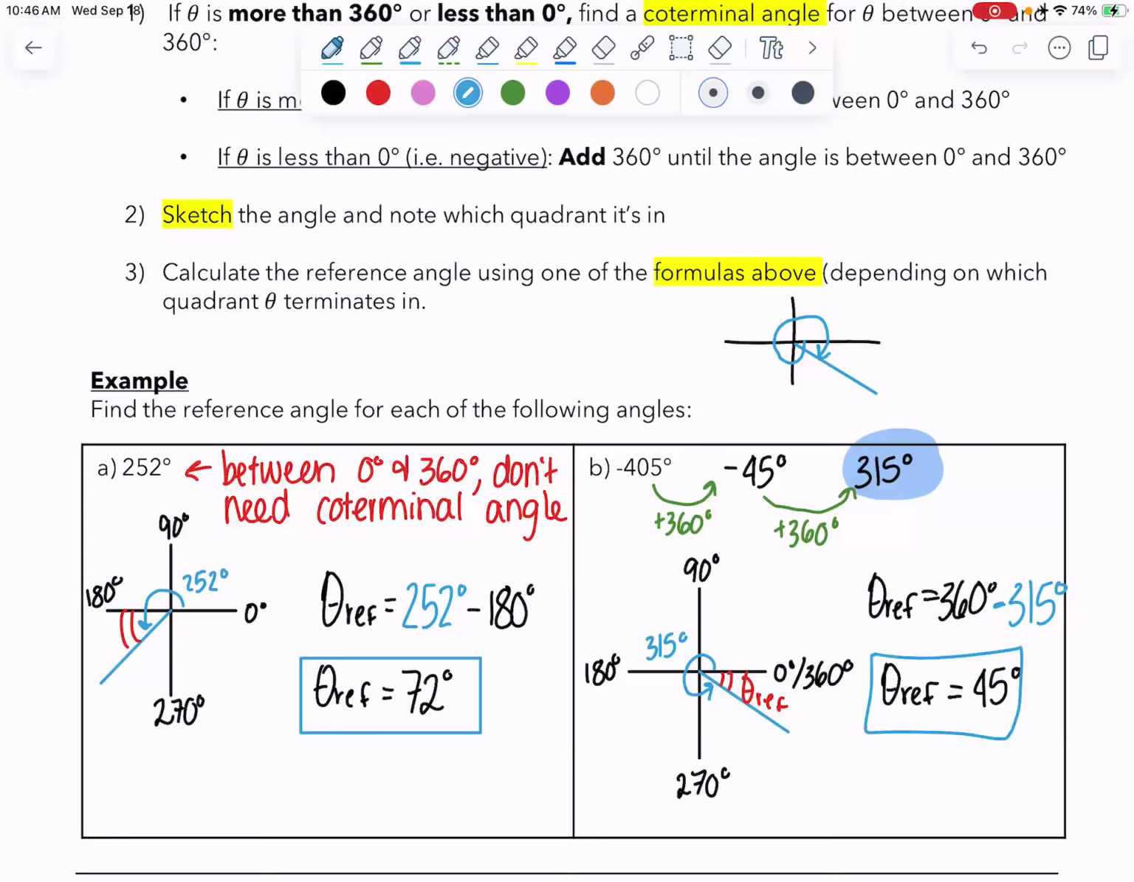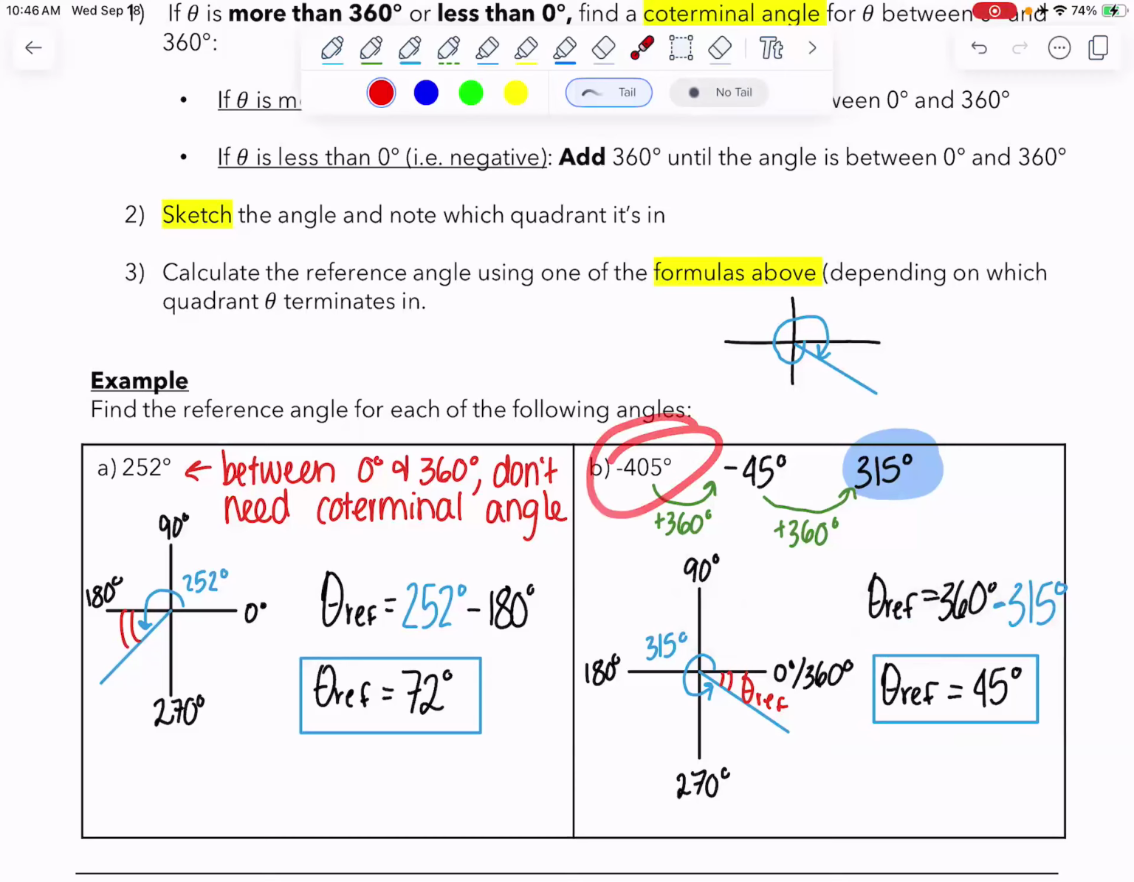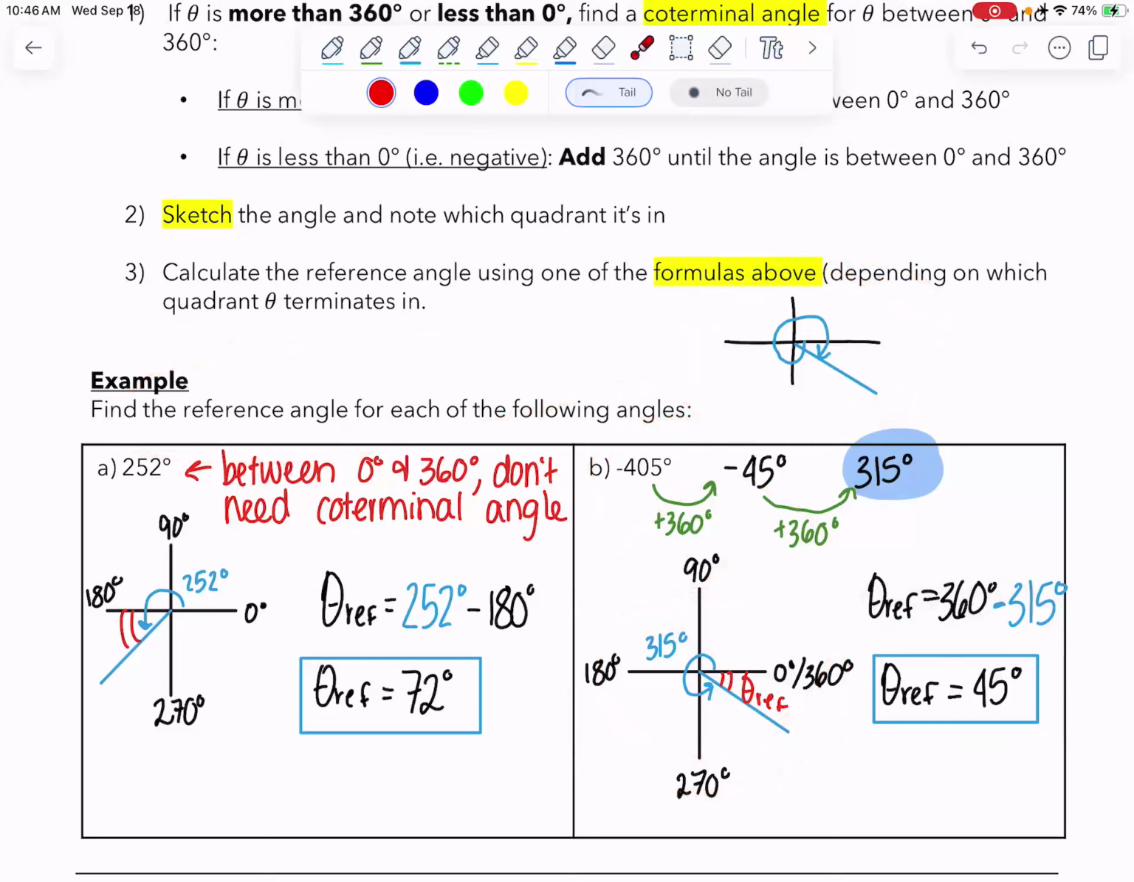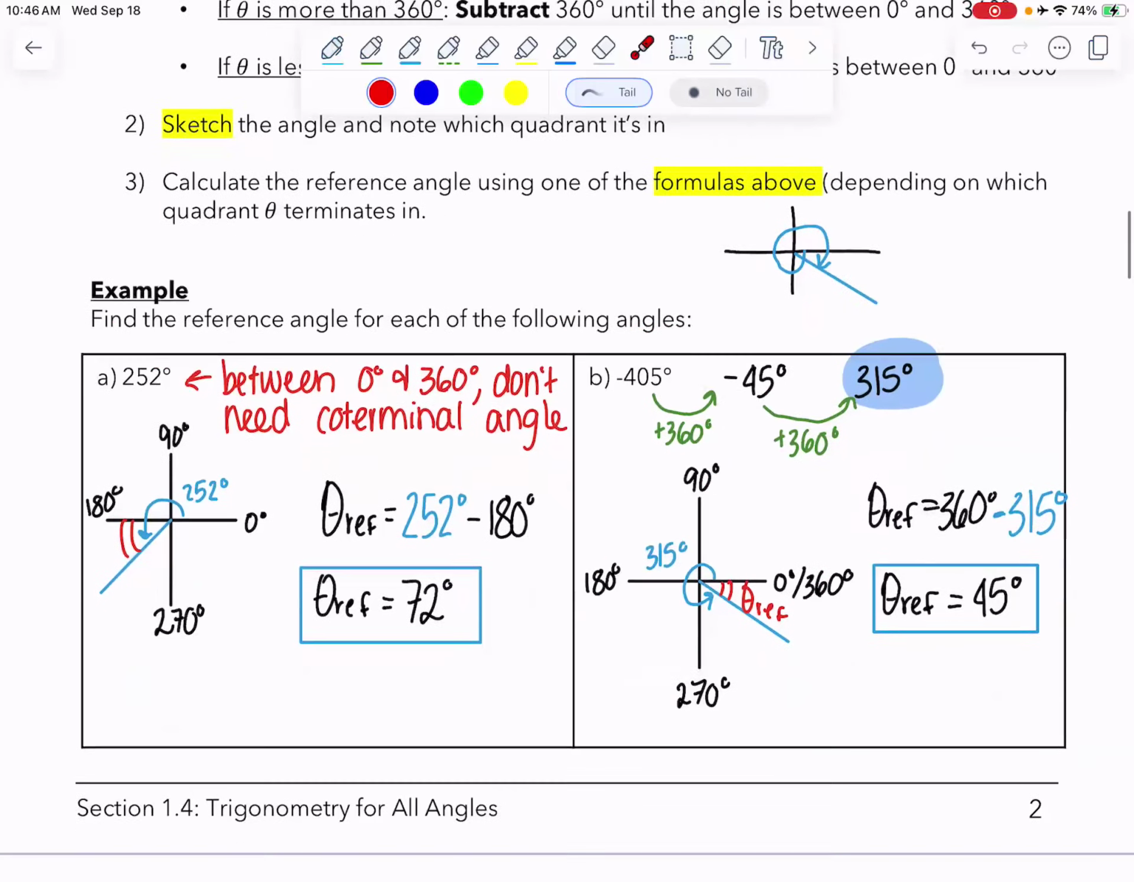I want to emphasize one more time that the reason I'm finding these coterminal angles and able to draw negative 405 like this instead of like this is because I was not asked to put something in standard position. I was not asked to draw something in standard position. If I were asked to draw something in standard position, it would have looked like this instead. But if I'm just finding the reference angle, this picture is just for my own good, and it doesn't matter.